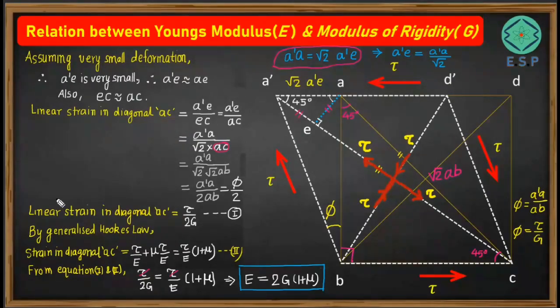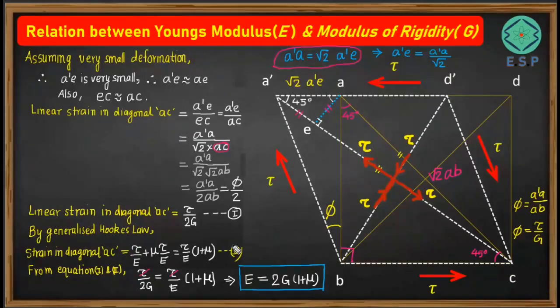This is what we got by geometry. With the help of generalized Hooke's law, along this diagonal there is a tensile stress acting and along this diagonal there is a compressive stress acting. So strain in this direction will be stress divided by Young's modulus, and this also will contribute towards the strain in this direction. So that is plus Poisson's ratio times this stress divided by Young's modulus. If you take shear stress divided by E common, we will get 1 plus mu.